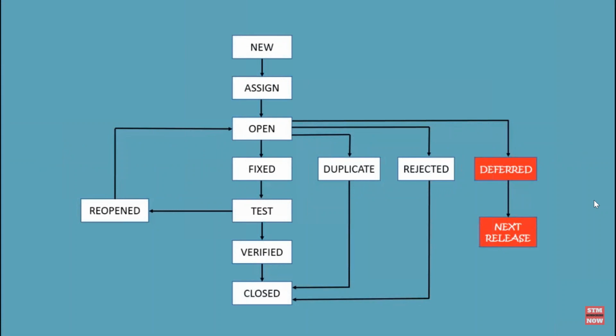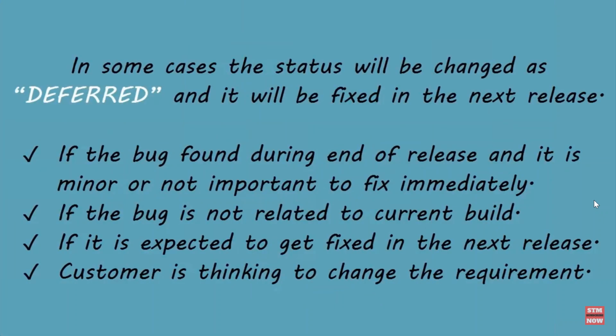Deferred. In some cases, the project manager or lead may set the bug status as deferred. If the bug is found at the end of a release and the bug is minor or not important to fix immediately, if the bug is not related to the current build, if it is expected to get fixed in the next release, or the customer is thinking to change the requirement, in such cases the status will be changed to deferred and it will be fixed in the next release.